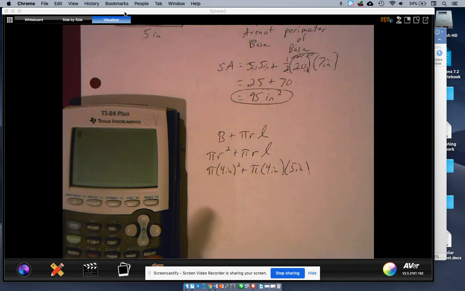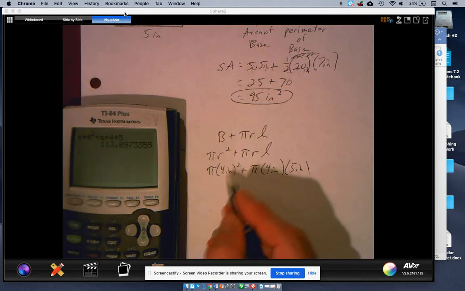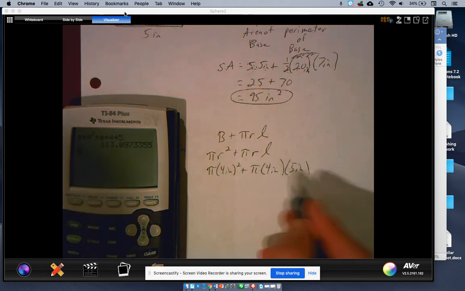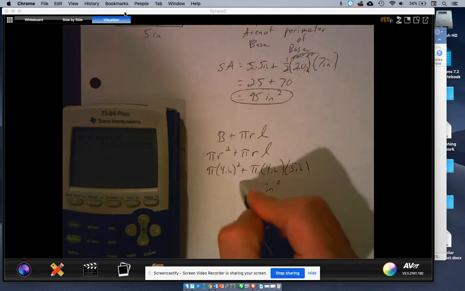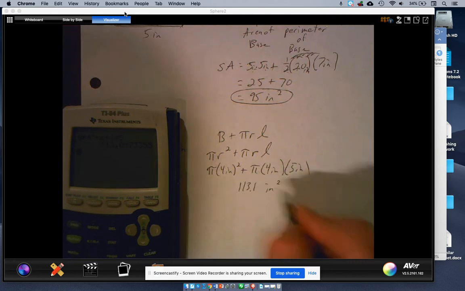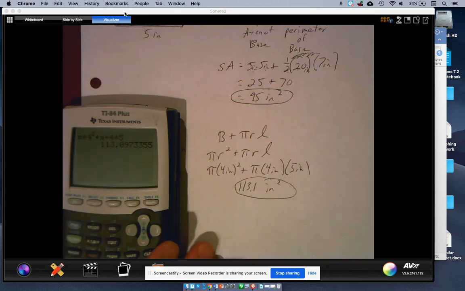Pi times 4 squared plus, I can type this all at once, pi times 4 times 5. All right, notice I have inches times inches, so this would be inches squared here, plus some more inches squared. So in the end, inches squared will be my label. 113.1 inches squared is my surface area of that cone.